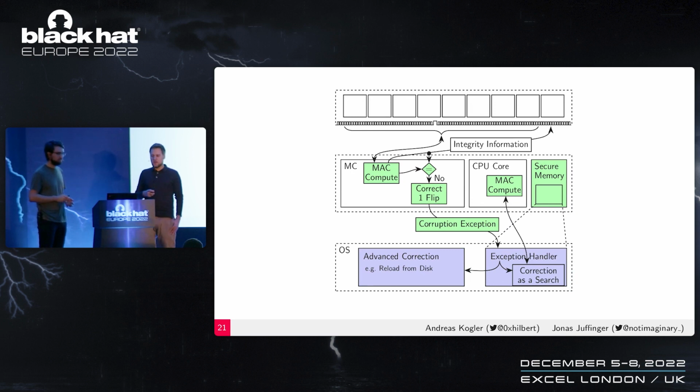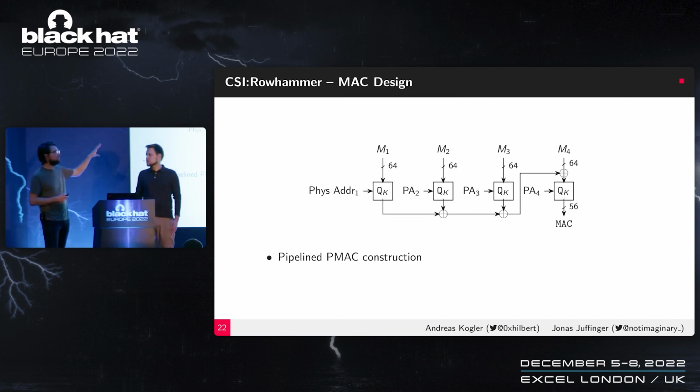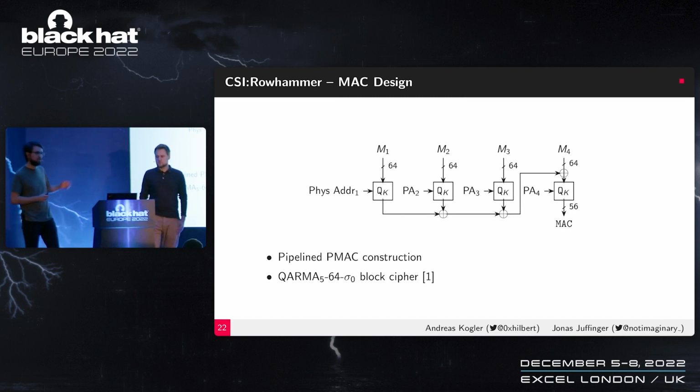Okay, that looks like an interesting concept, but now we do a MAC computation on each memory access and memory write. That must be super slow. It's not. So we use this MAC design. We use a PMAC construction where we compute 4 data blocks in parallel. And we use the QARMA block cipher, which is developed by Qualcomm and used in almost all ARM CPUs for pointer authentication. So it's already in use in CPUs right now.